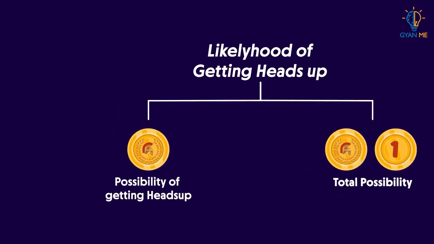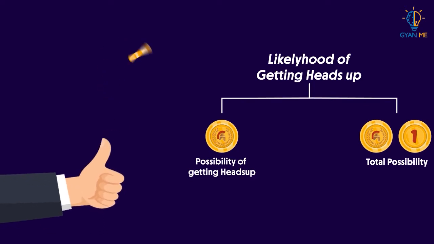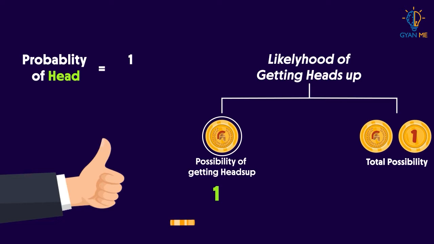Let's find them. We know the one and only way of getting a head is if the coin lands heads up. This is the first thing which we wanted to find this probability. Now the second thing we need to find out is the total possibilities. Here, as we can see, there are two possibilities, since it can be either heads or tails. No other way is possible.